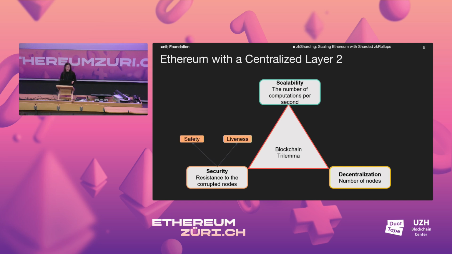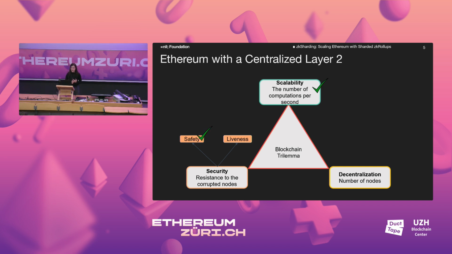But when we look at Ethereum with a centralized layer 2, let's look at what it actually achieves. It achieves scalability because the number of computations per second increases a lot, obviously. And when we look at security, I want to just focus on safety and liveness here, because just for simplification, we could extend that security definition. When I say safety, I mean that only valid transactions are going to be included in the state, and liveness means that all honest transactions are eventually part of the state.